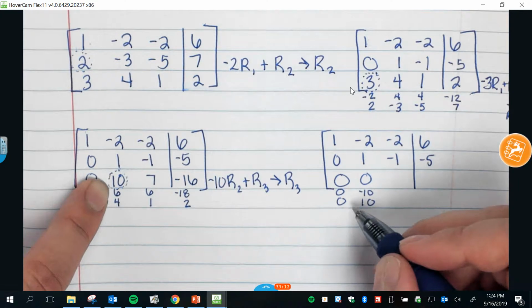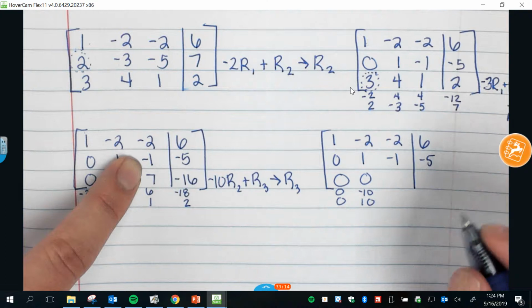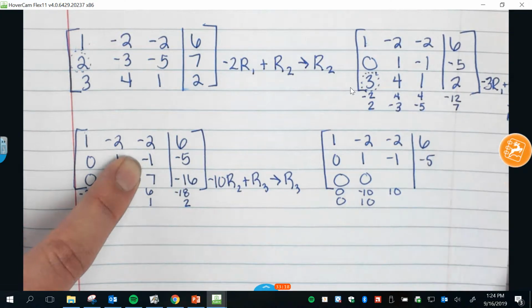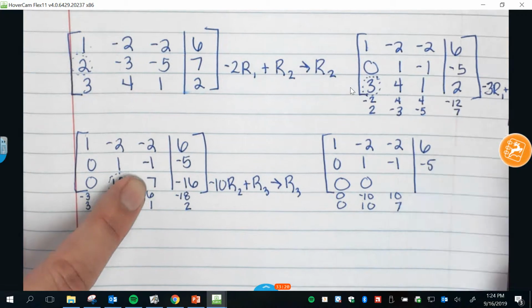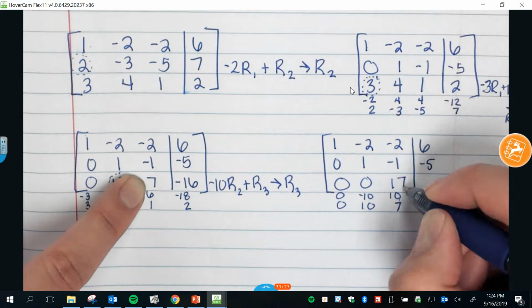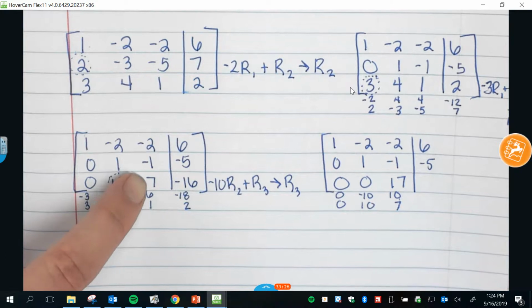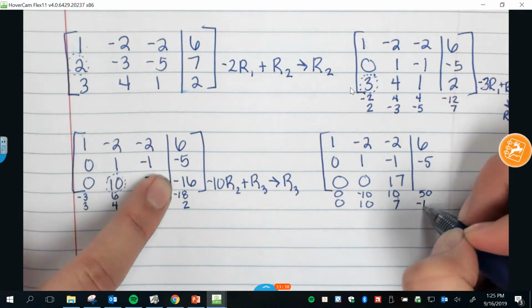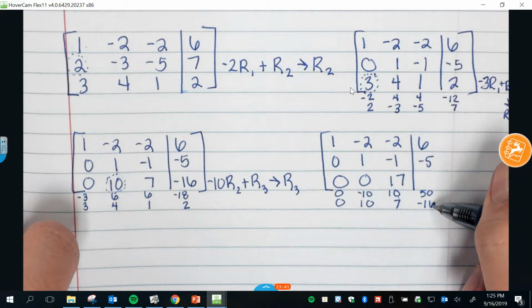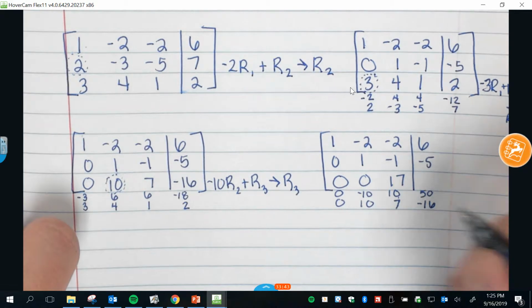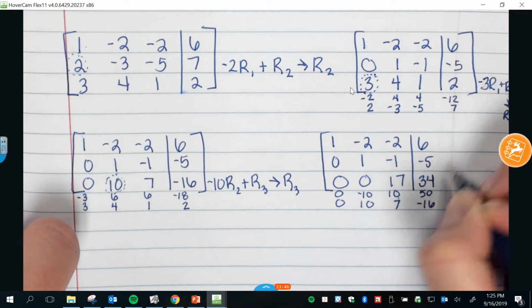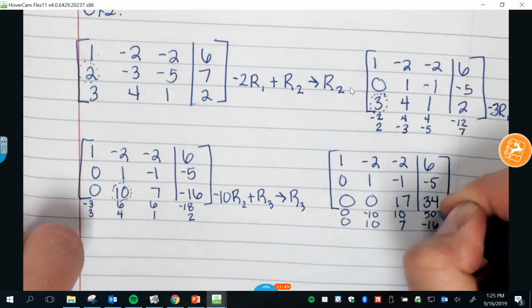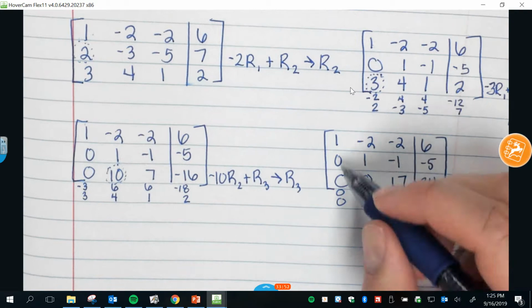Negative 10 times negative 1 is positive 10, right? Row 3 is 7. 10 plus 7 is 17. And negative 10 times negative 5 is positive 50, and then row 3 is negative 16. So 50 and negative 16 makes 34, right? Okay. We have our zeros, right?